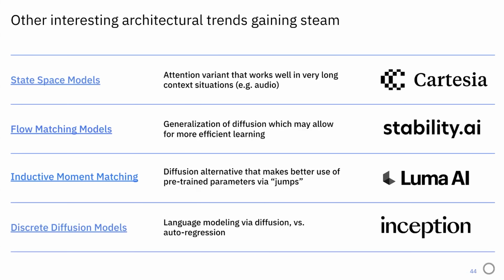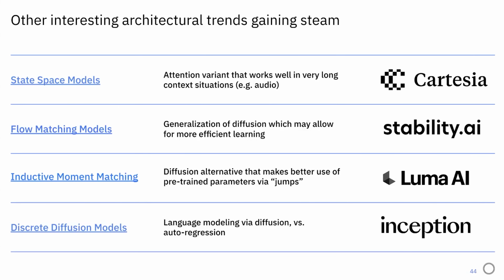Another architectural trend is what's known as flow matching models. This is a generalization of a diffusion model that allows for more efficient learning than diffusion has traditionally allowed. Stability AI is pushing this direction pretty hard. Inductive moment matching is another interesting idea. It's a diffusion model that allows you to make better use of predicting where you need to diffuse to, and so it lets you create much faster results than you might otherwise expect. Luma, which is one of the leading image and video companies, is exploring that.